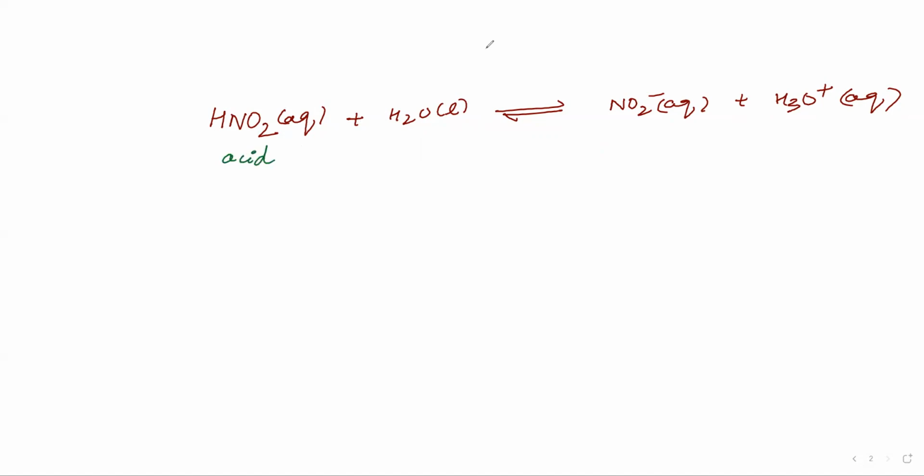And water is gaining a proton. If something gains a proton, it acts as a base. Now an acid will form a conjugate base. So here we have an acid, acid will form conjugate base. And base will form conjugate acid.